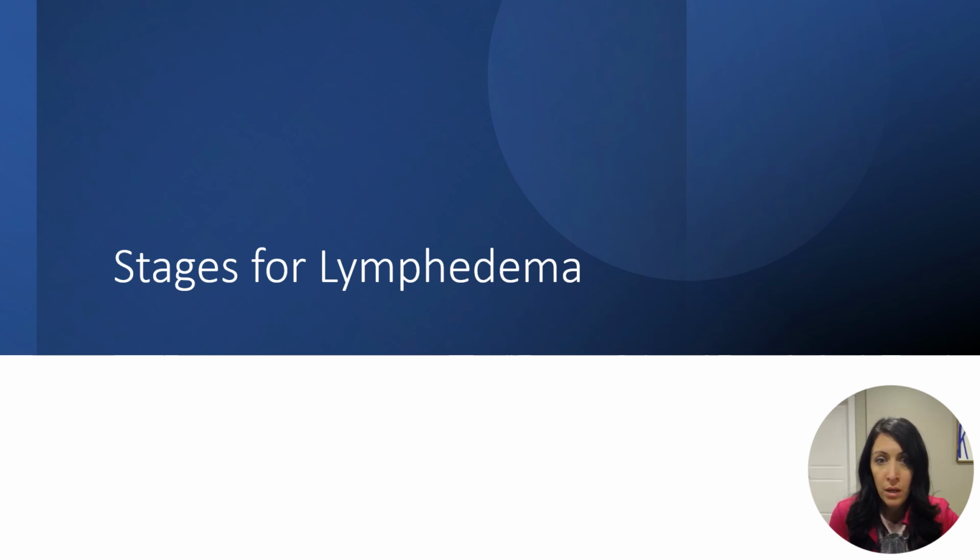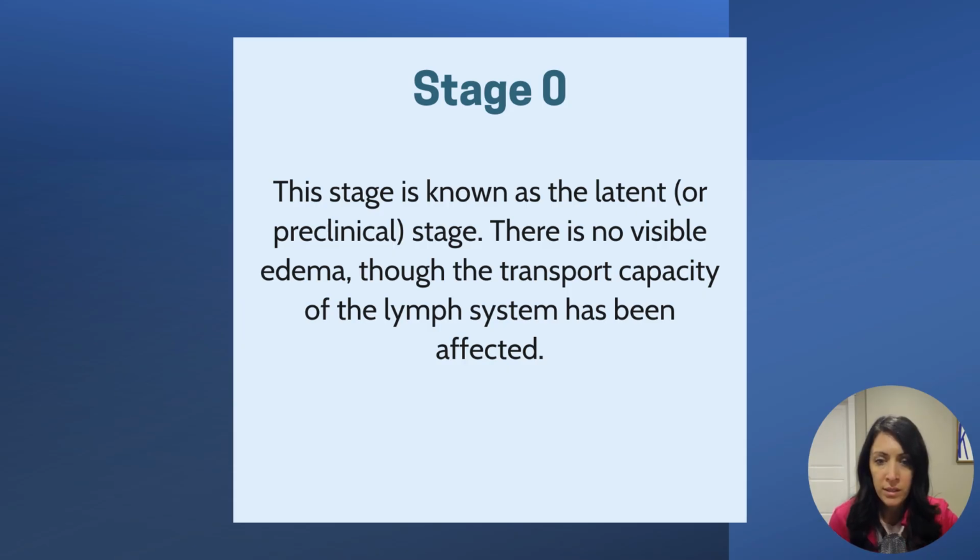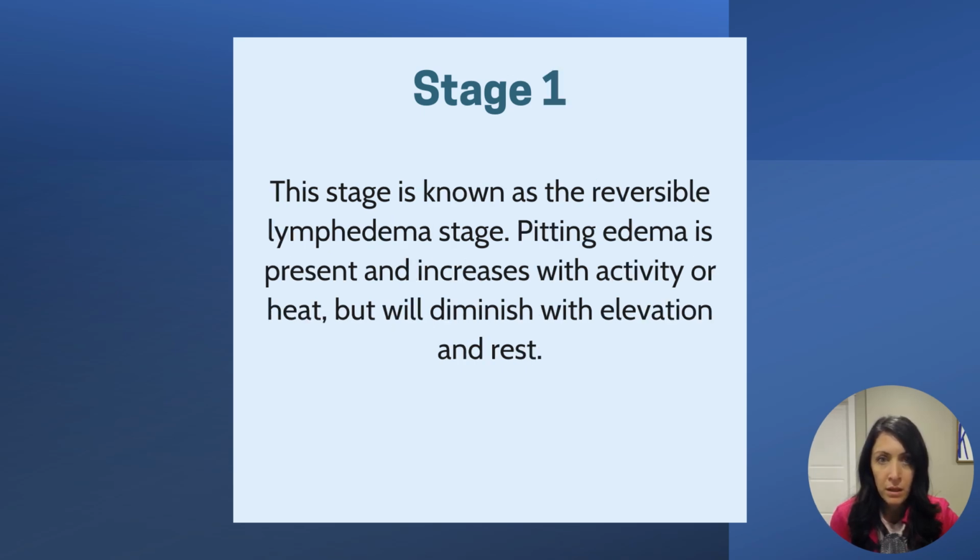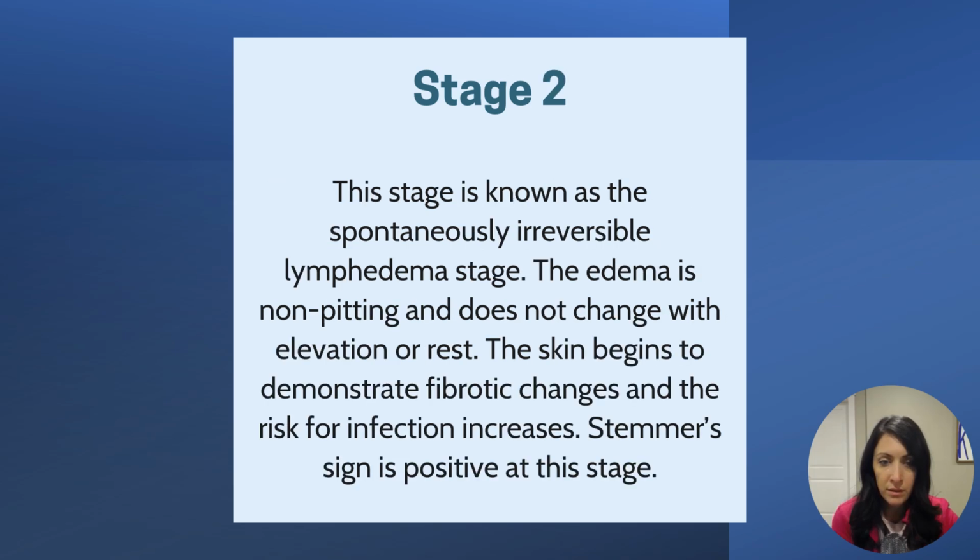Staging of lymphedema. Based upon the severity, they use stages, and I'm going to go through each one of these. They should be very similar between the Kisner-Colby and as well as Score Builder. Stage 0 is known as the latent or preclinical stage. There is no visible edema, though the transport capacity of the lymph vessel has been affected. Stage 1 is known as the reversible lymphedema stage, because pitting edema is present and increases with activity or heat, but will diminish with elevation and rest.